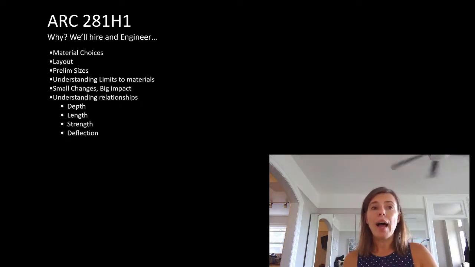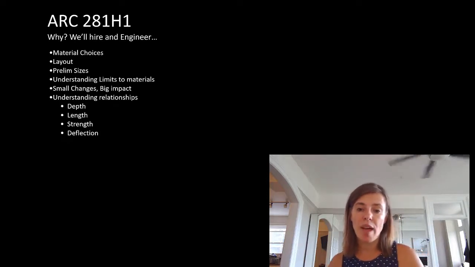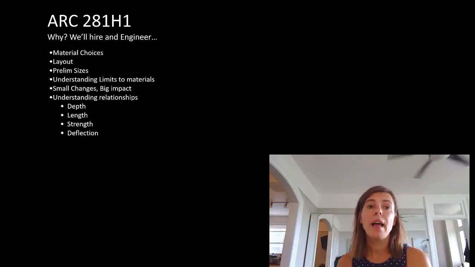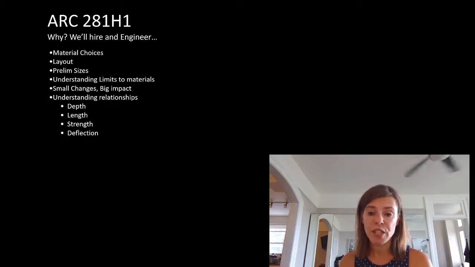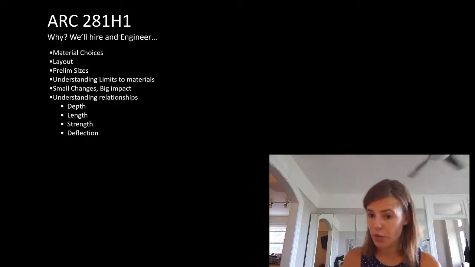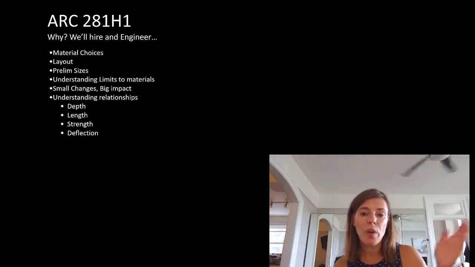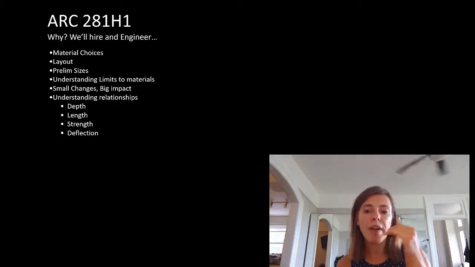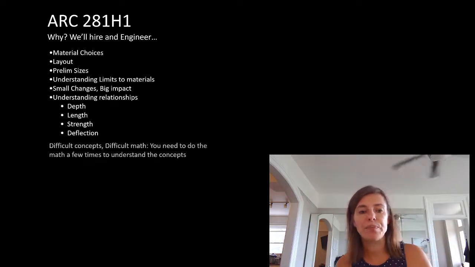You also have to understand the limits on materials. You need to know that if you're picking this material, when it doesn't work. You also need to understand that sometimes a small change can have a big impact. You make a beam longer, it does not get proportionately deeper. It gets disproportionately bigger, or a factor of 4 times bigger, proportional to the length increase. You need to understand that there are relationships between depth and length, strength and deflection. So all of those things are things we're going to learn throughout this course, but you need to know that when you're making a lot of these decisions and what could impact your final design going forward.